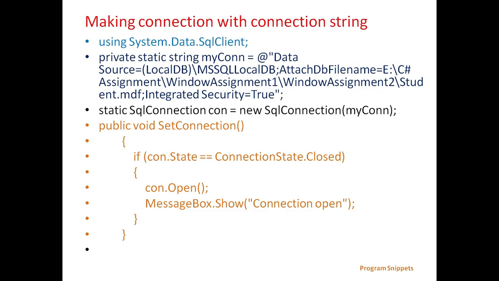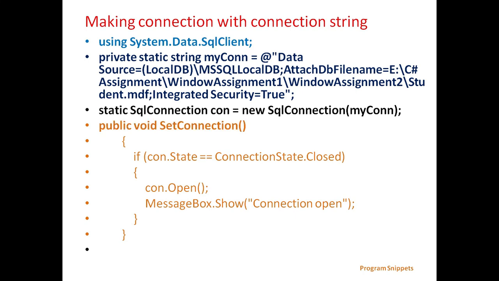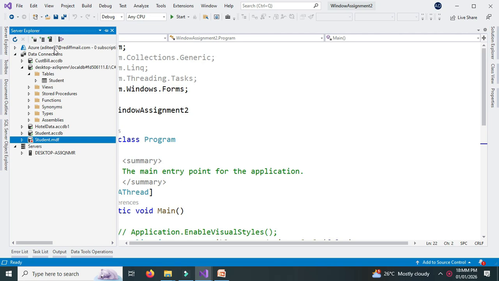You can also make the connection with connection string through programming. For this, first use System.Data.SqlClient. Write the connection string, create the object for the SQL connection and write a method setConnection, inside which first check the connection is closed or not. If the connection is closed, open the connection and we'll write a message box, connection open. Now we'll check making connection with SQL Server.